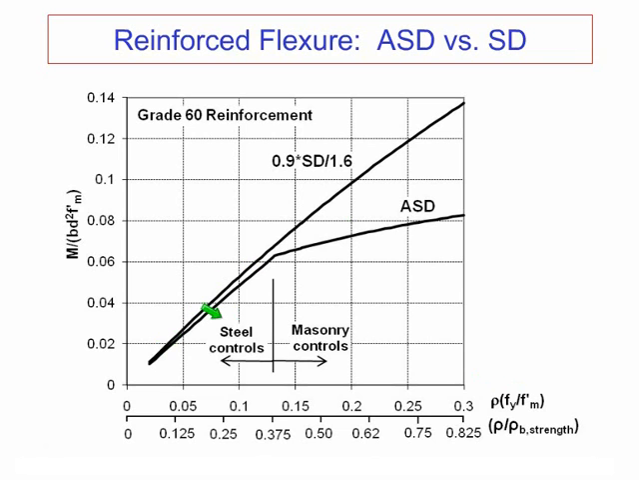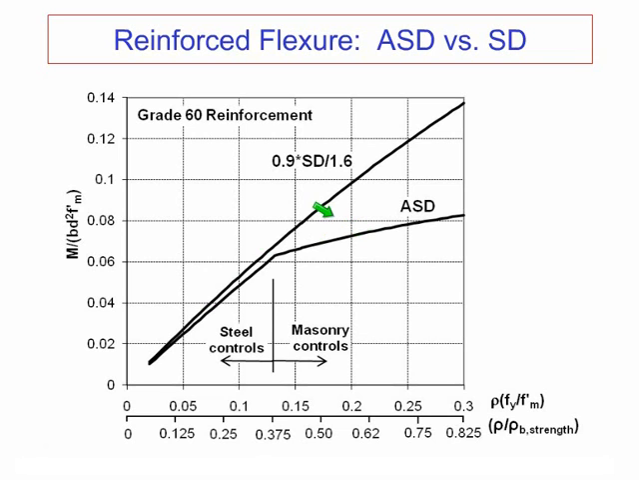When the steel stress controls, it's pretty linear. Pretty much if you double the amount of steel, you double the allowable moment. Once the masonry starts controlling though, things change drastically and this line gets pretty flat.